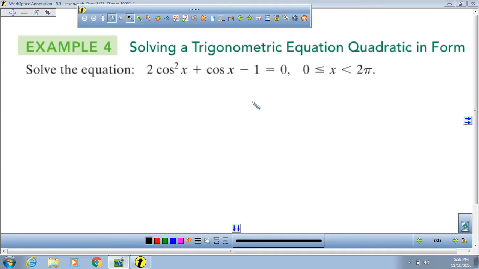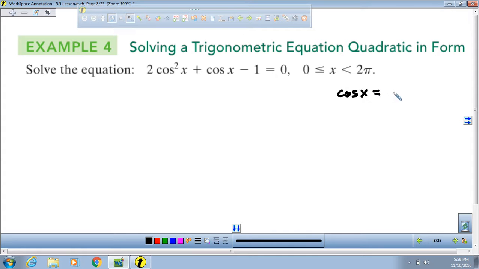Now if you want to make it easier for you, let's pretend that the cosine of x, let's give it a letter. Let's give it the letter A. So that way you understand this formula best. Because if you rewrite it, it's going to be more understandable. This is the same thing as saying 2, and since we substituted the cosine of x with the letter A, that means 2a squared plus cosine of x means plus a minus 1 equals 0.